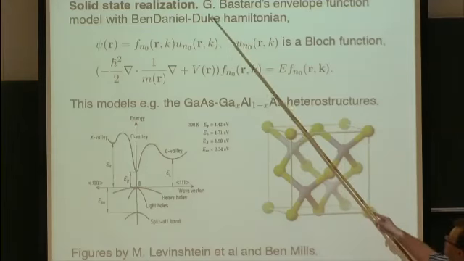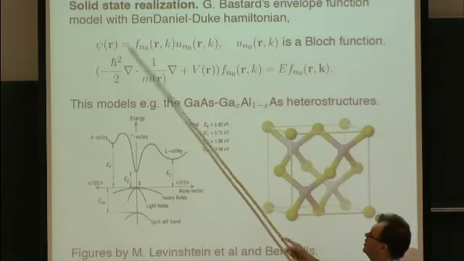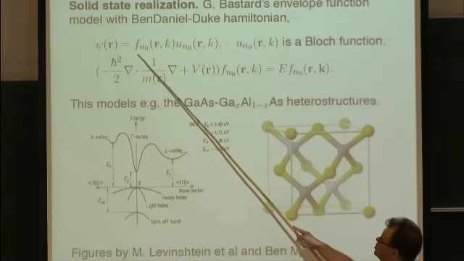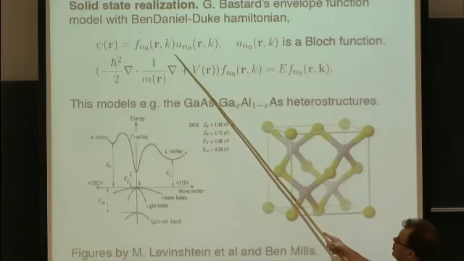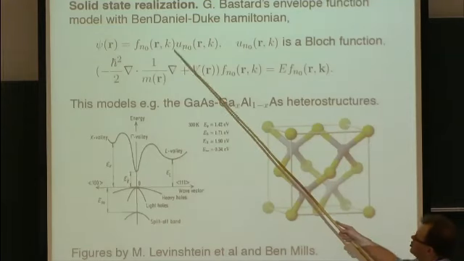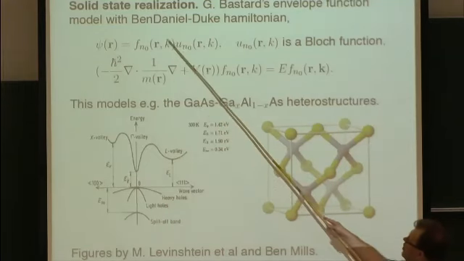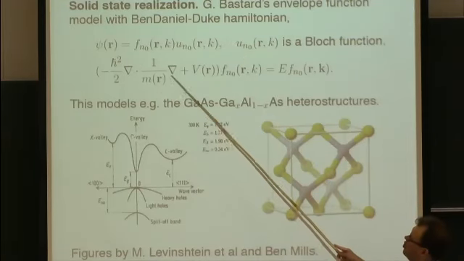There we use Gerard Bastard's envelope function model, which means that the wave function is approximated by, now using a single band model, a slowly varying envelope function times the Bloch function that varies very rapidly. And the envelope function satisfies a Schrödinger equation. We use here the Ben-Daniel-Duke Hamiltonian, which means that the effective mass is put in the equation at this place.